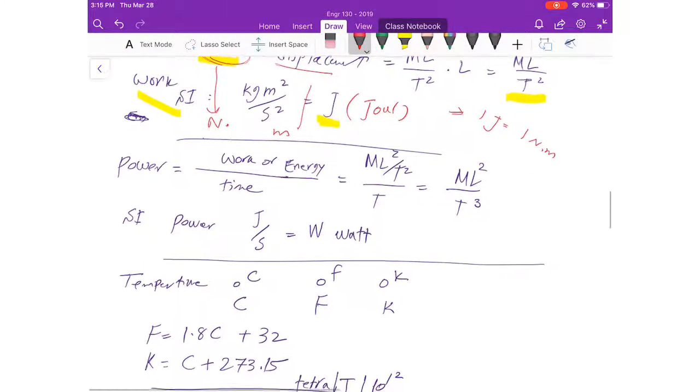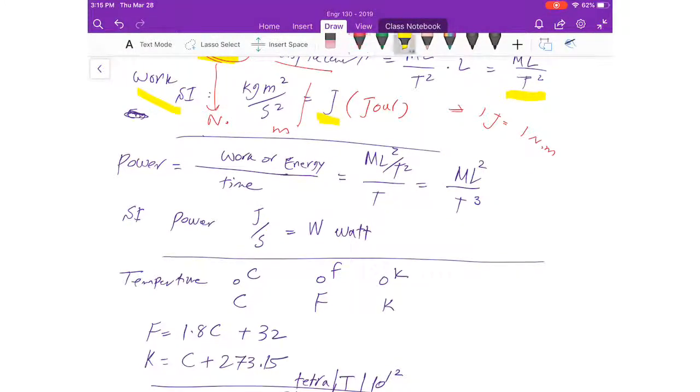Power is work or energy over time, and if we simplify it, we get M L square over T cube. We don't care about that, but just know that the unit in SI for power is joule per second, which we call watt.